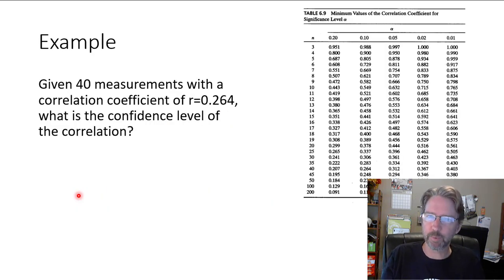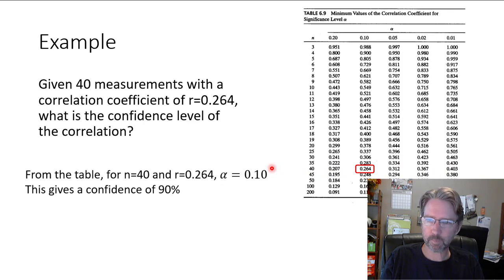Okay, so a few examples. So if we took 40 measurements and found a correlation coefficient R of 0.264, what's our confidence level in this correlation? So there's n of 40, and we can read right across to 0.264. You might have to interpolate for most values, but we can find we're in the alpha equals 0.1 column, which means a confidence level of 90%. Really simple table to use.